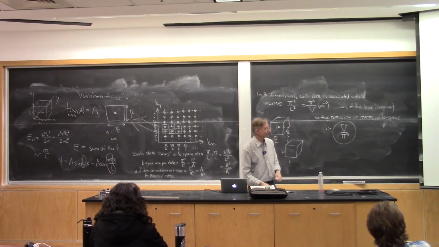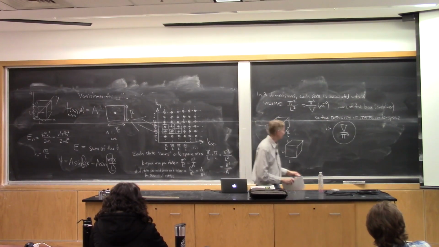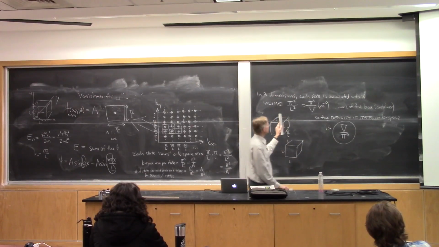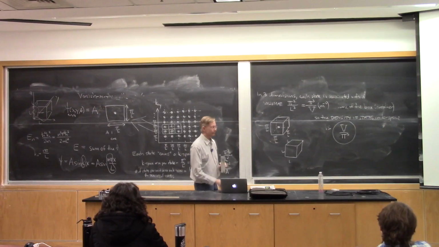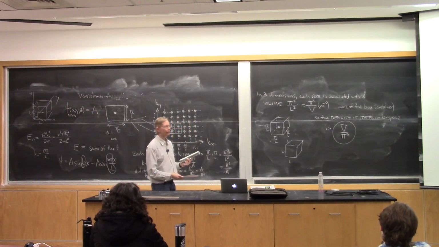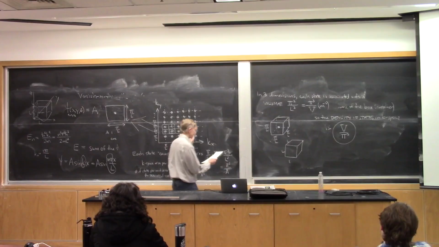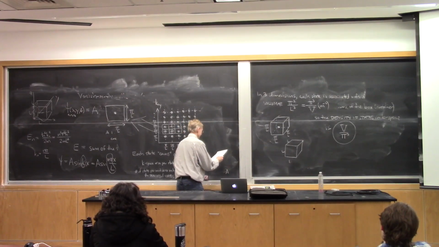But let's keep going with this, okay? So the number of states per unit volume of k-space is pi cubed over the volume of the box, pi cubed over L cubed, all right? What can we do with this?